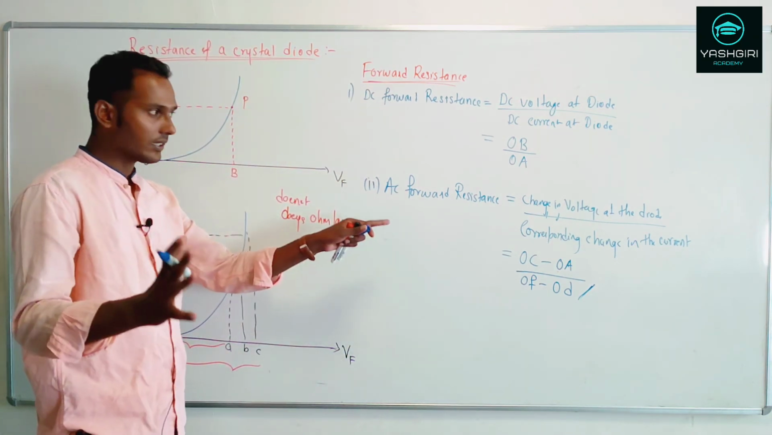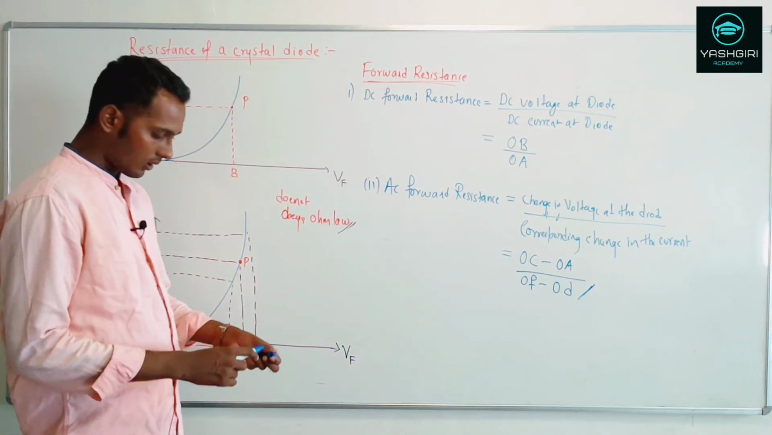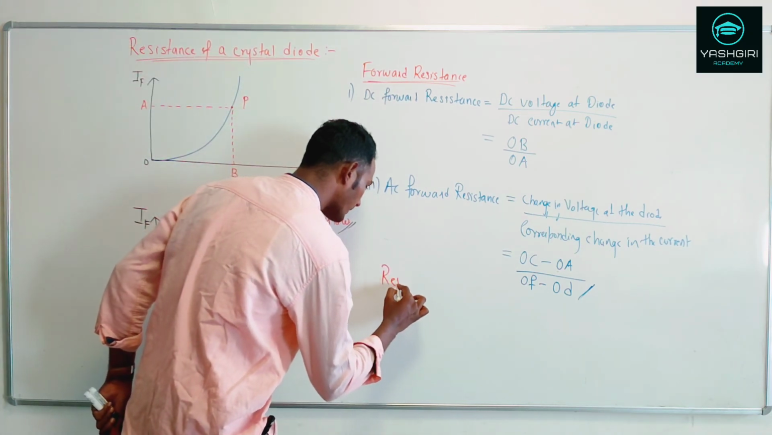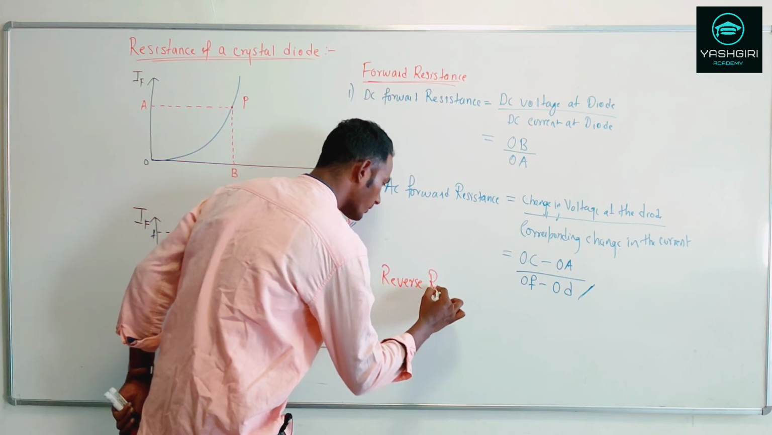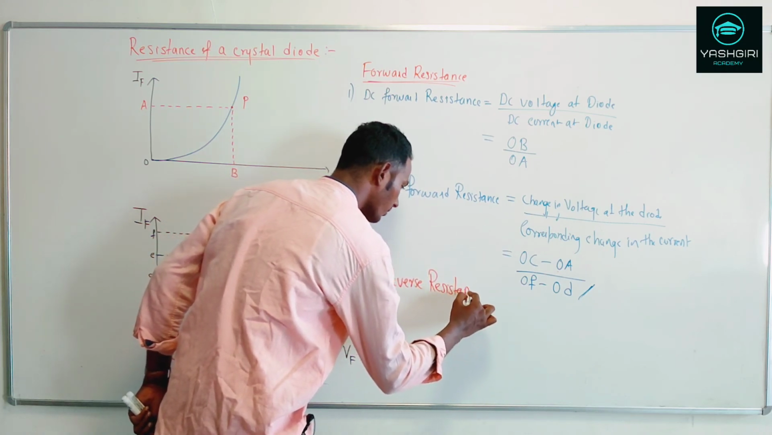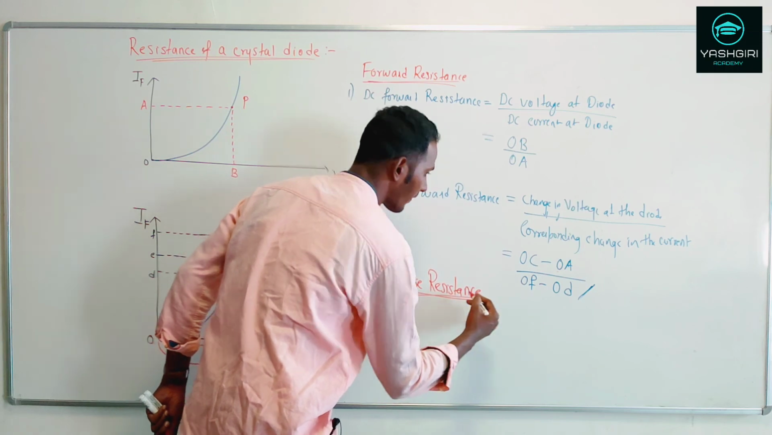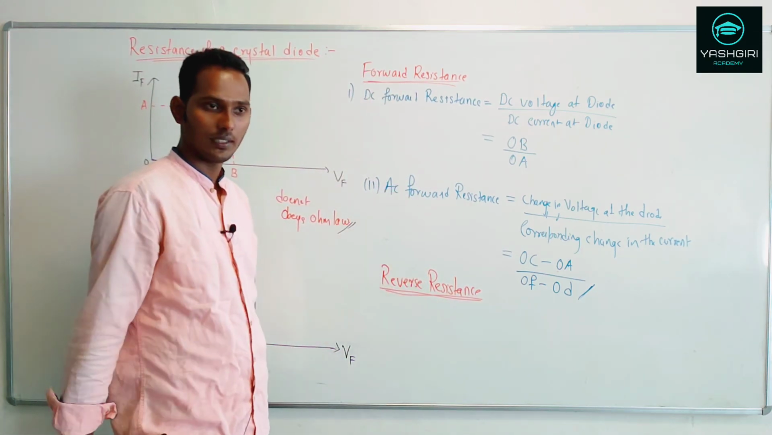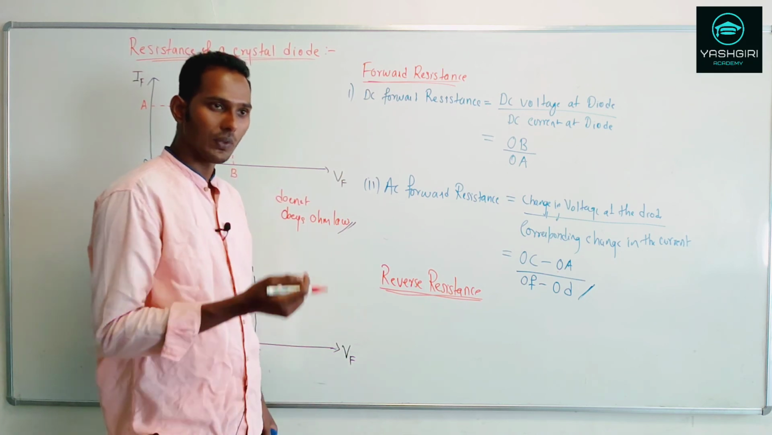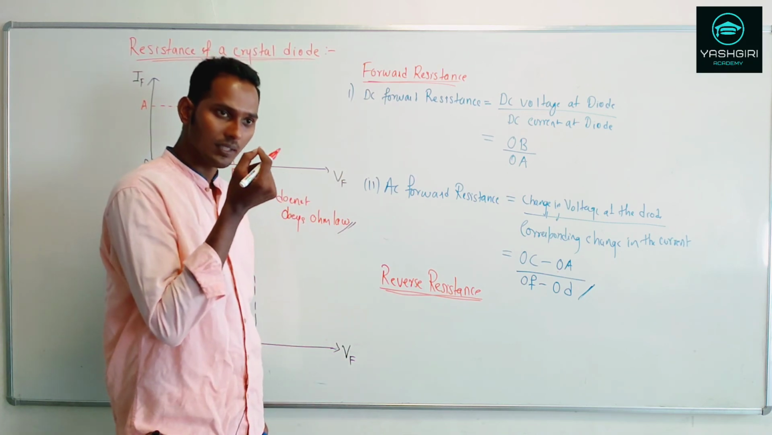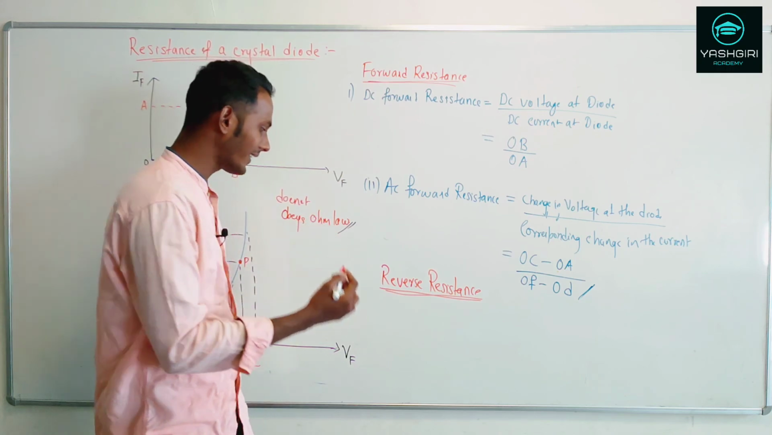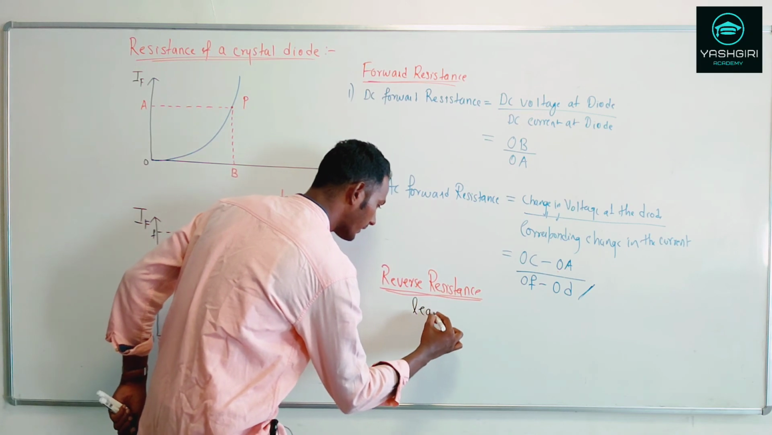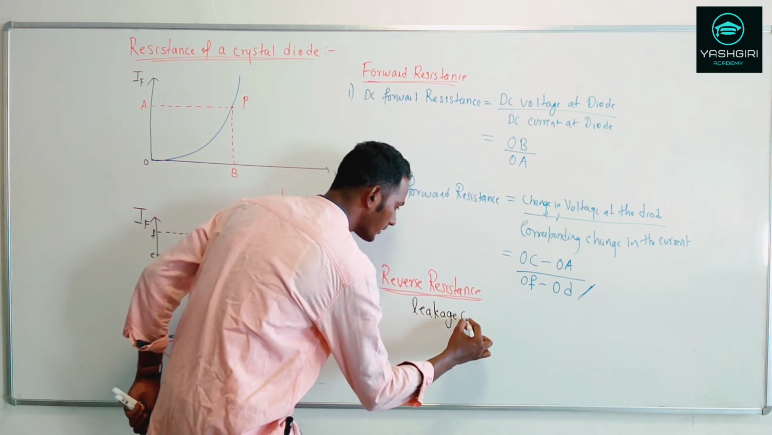Now what about the reverse characteristics? We also have a reverse resistance. Ideally the reverse resistance is infinite, but in practice you will find a very small finite current flowing in the circuit, that is the leakage current. We observe a leakage current in practice.